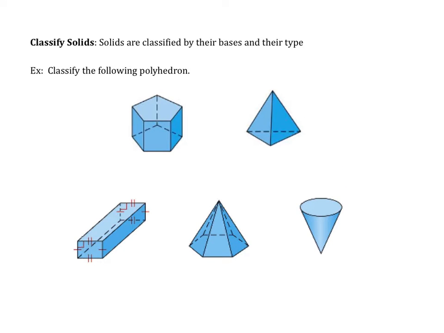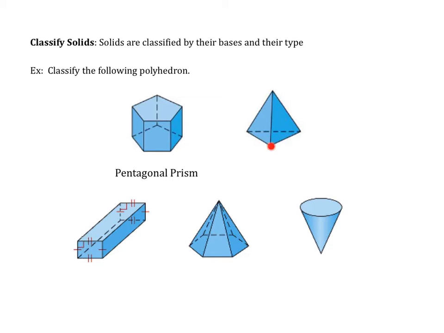Now let's classify some solids. So solids are classified by their bases and their type. So let's have a look at our first example. So here I've got rectangular sides, so right away I know this is some kind of a prism. And I can tell what kind of a prism it is based off its base. So here we have a pentagonal base, so that makes this a pentagonal prism.